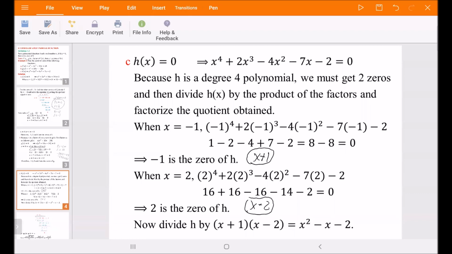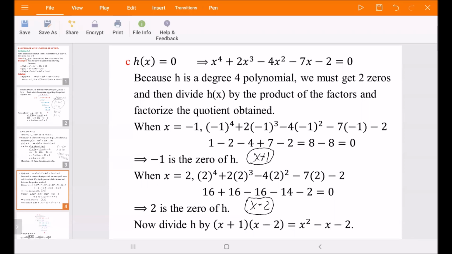As I told you earlier, all that matters in finding the zeros of a polynomial when its degree is equal to 4 is finding the 2 zeros. You convert them into a factor. Now you divide h of x by the product of x plus 1 and x minus 2. X plus 1 times x minus 2 is equal to x squared minus x minus 2, because x plus 1 and x minus 2 are both factors of this polynomial. The remainder obtained when h of x is divided by the product of these factors is obviously 0.